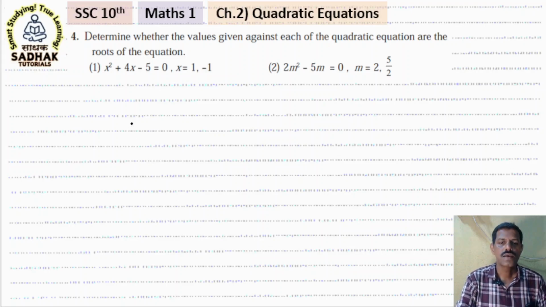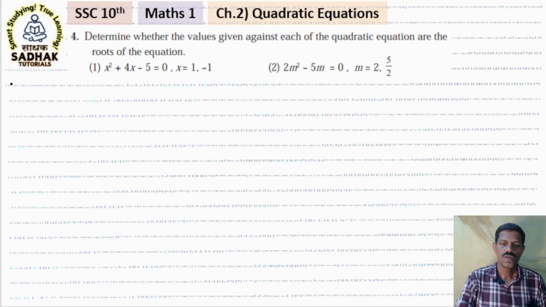So dear students, now we are moving on to the fourth sum of practice set 2.1. In this sum, we have to determine whether the values which are given against that quadratic equation are the root of the equation or no. When we say roots of the equation, it also means that it is the solution of that equation. That means whatever value is given should satisfy that equation. That means both the sides of the equation, the left hand side and the right hand side, must be equal.